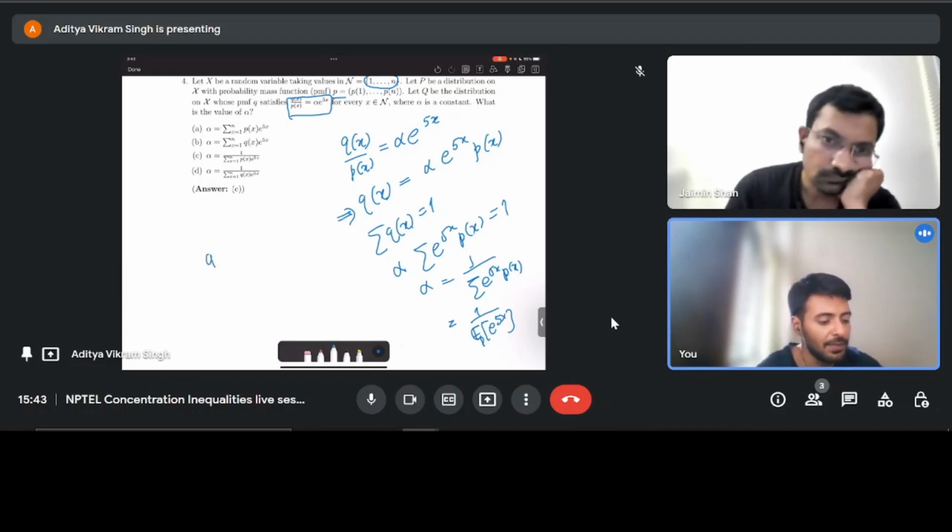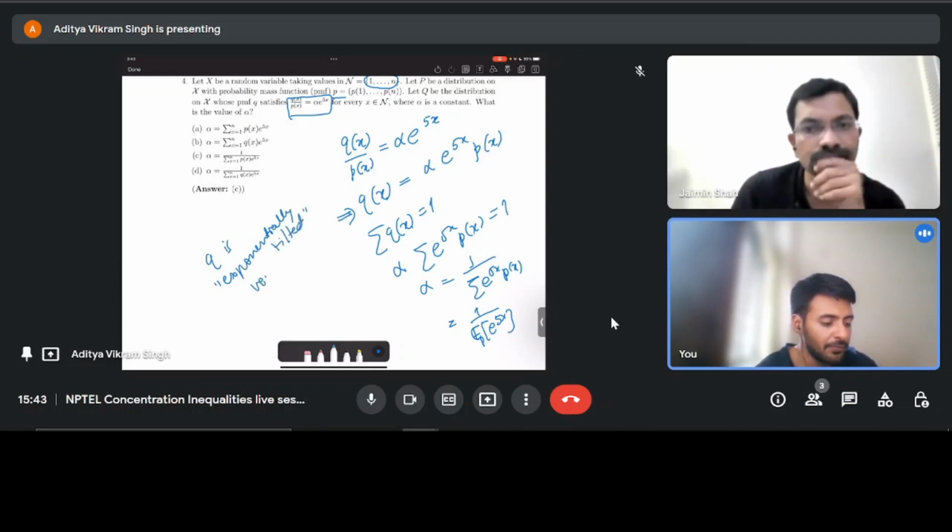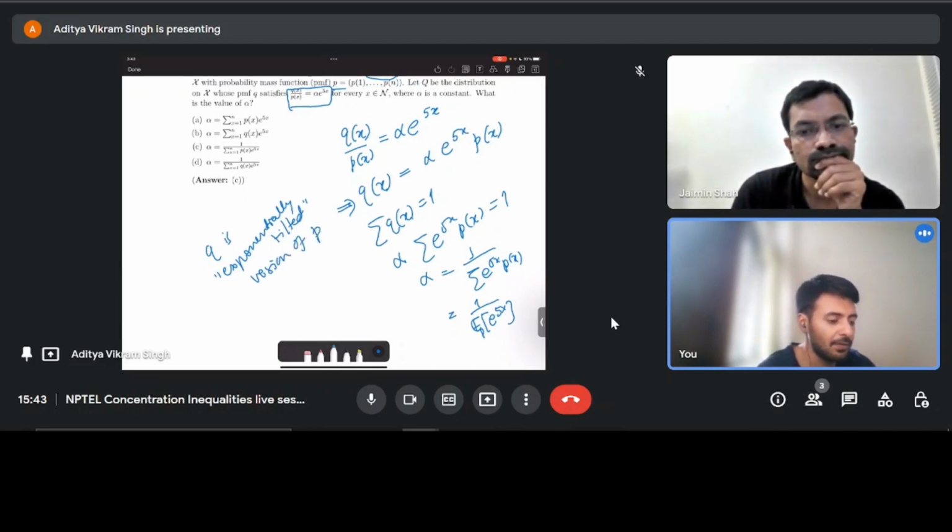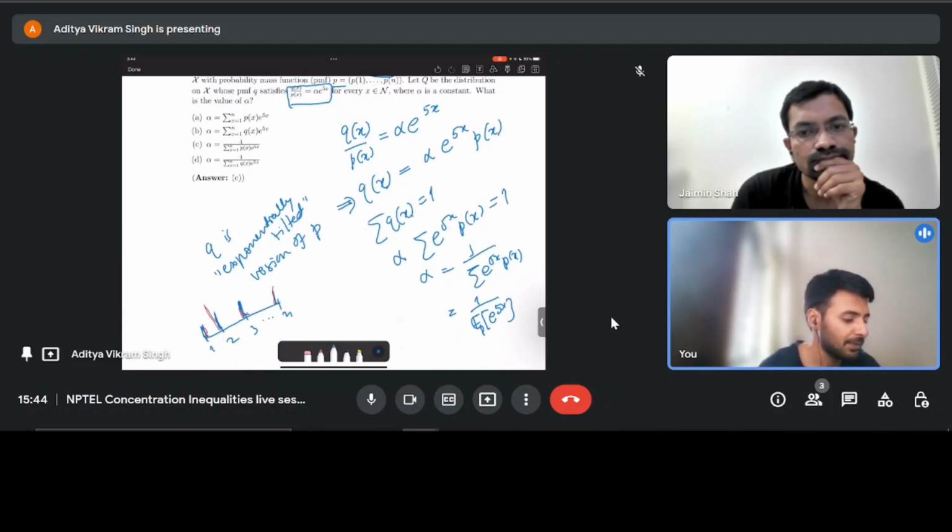So Q is an exponentially tilted version of P. Okay, we just say this, and this doesn't mean anything on the domain. So the domain is still 1 to n for both P and Q. It's just that the PMFs change. So if P is something like this, Q will make some bigger, some smaller, based on what x is. And so it's just a different distribution. Okay, and the normalization constant is just to make it a valid distribution.